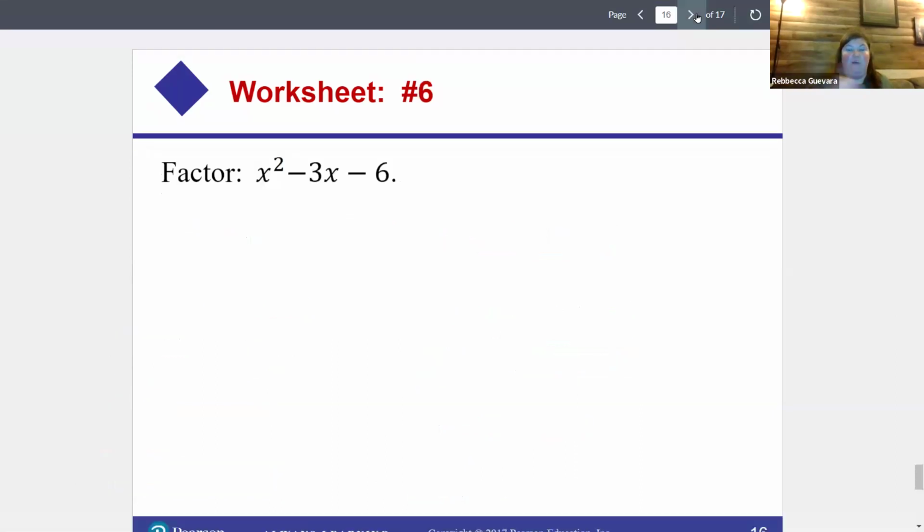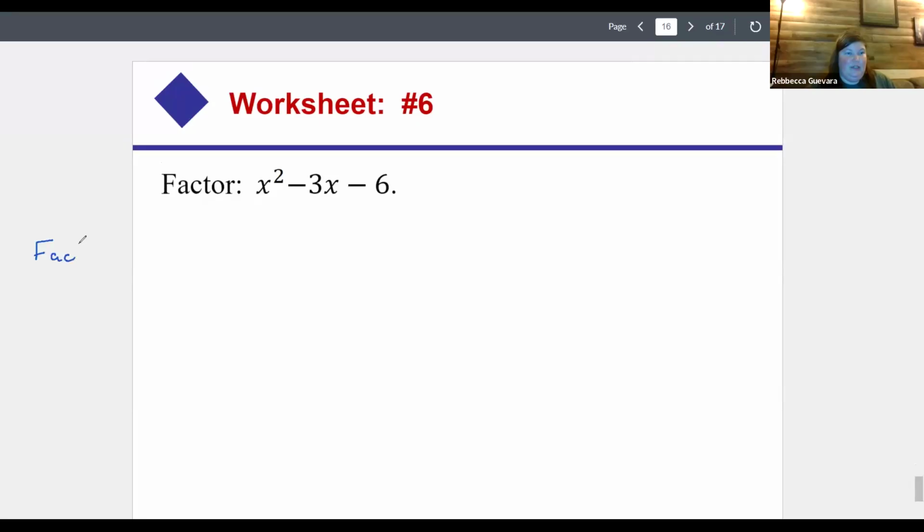And then 5 had one little trick to it as well. So you may have noticed that we can't factor this one. You can't always factor a trinomial. Sometimes it's just not possible.